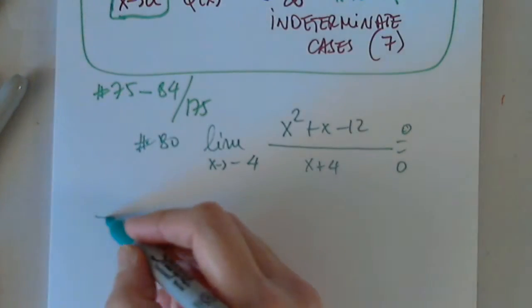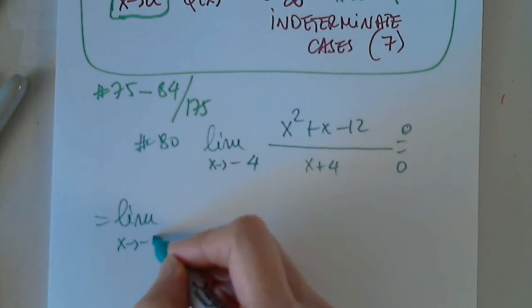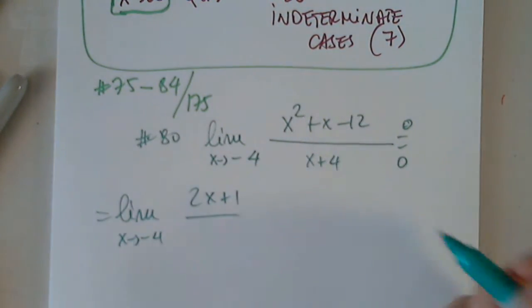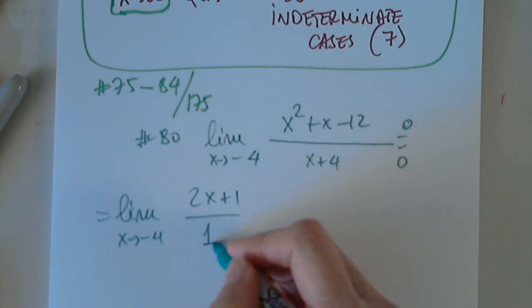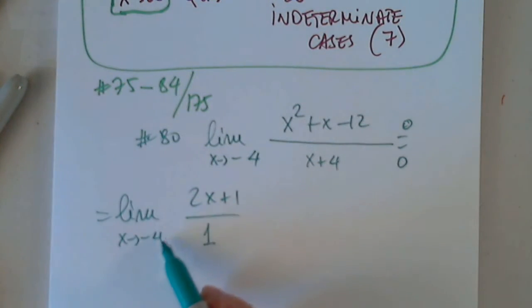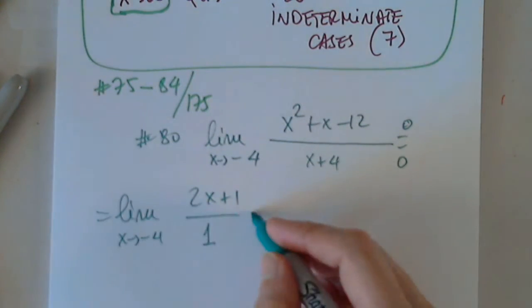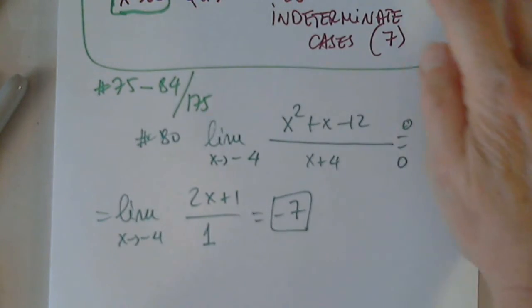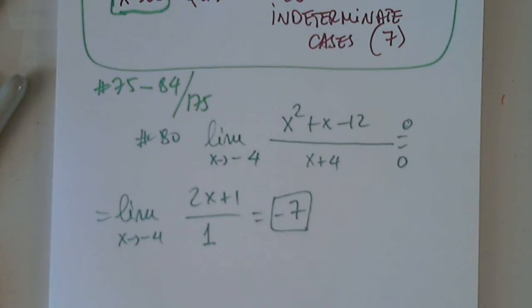So I copy the limit as x approaches -4 from either side. I differentiate the top to get 2x plus 1. I differentiate the denominator to get 1. And now I plug in: 2 times -4 is -8, plus 1 is -7. I don't need to factor anything. That's it. But it only works in the two indeterminate cases, 0 over 0 or infinity over infinity. Would you like to choose another, or do we go back to chapter 2?